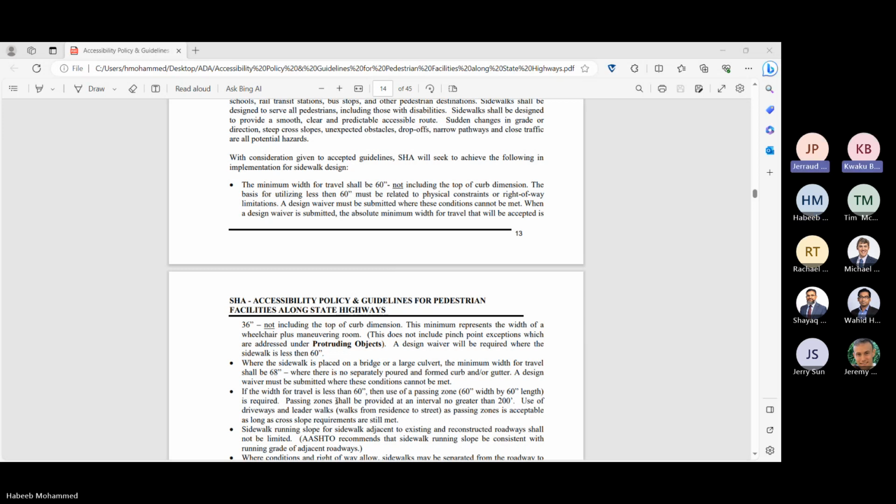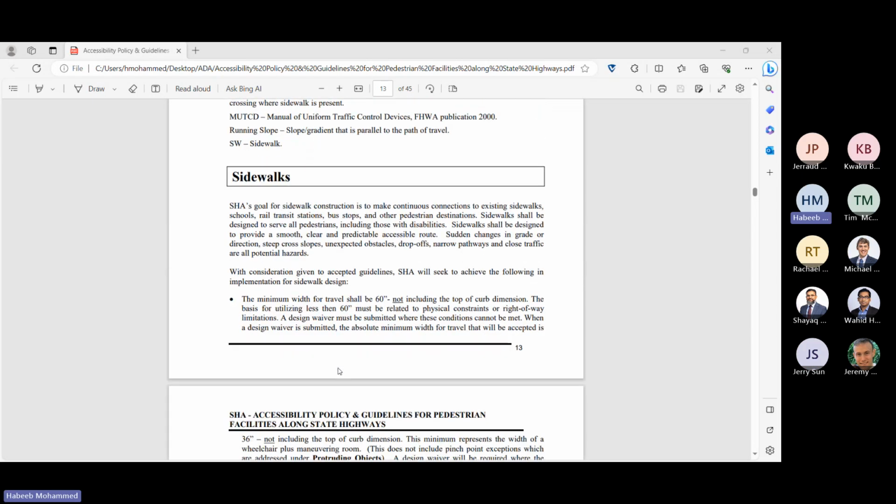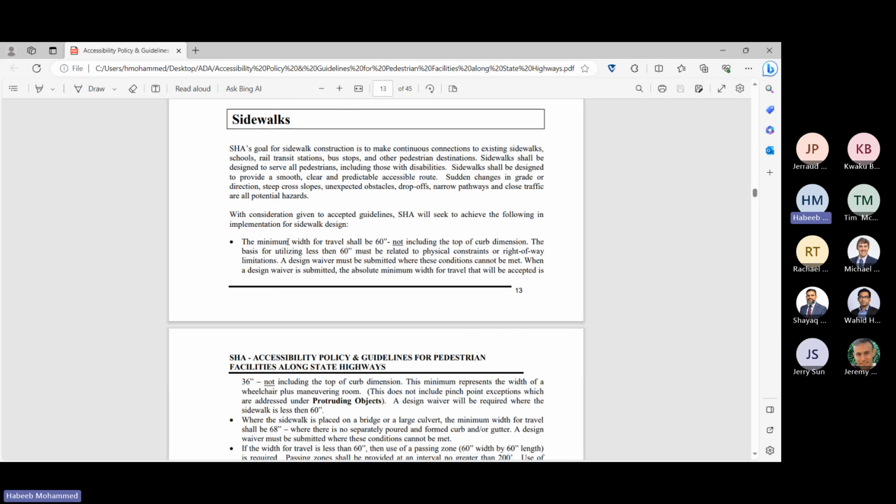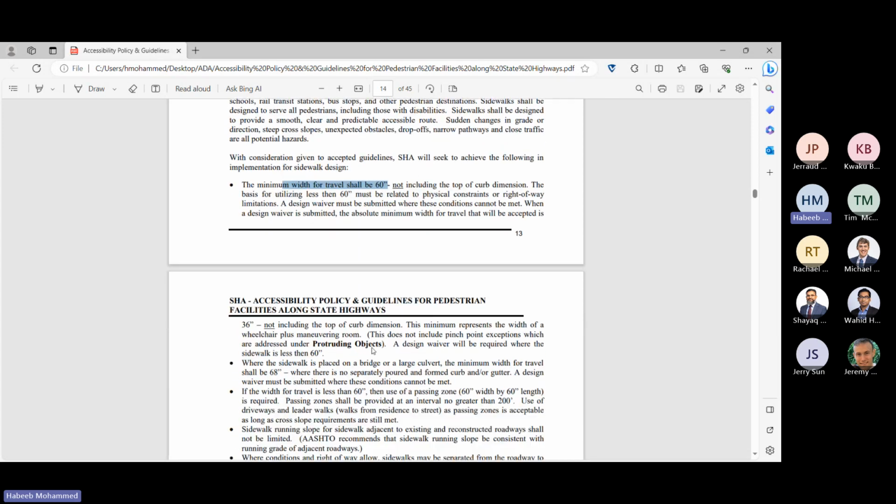Yes, we can see it. Okay, so this is the section where they talk about the sidewalk, and it has all the guidelines and what criteria it has to meet to be ADA compliant. So the first one they talk about here is the width, and that has to be 60 inch. And remember I said the minimum can be 36 inch, but you have to submit a design waiver, and there is no guarantee they will approve it.